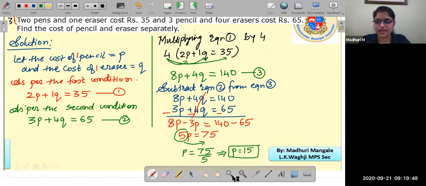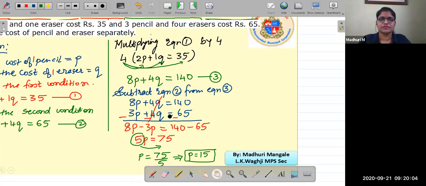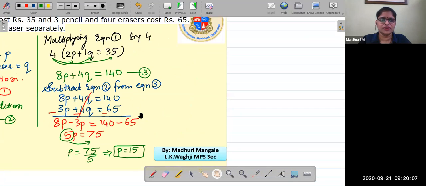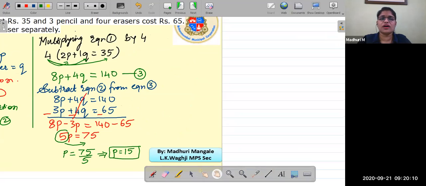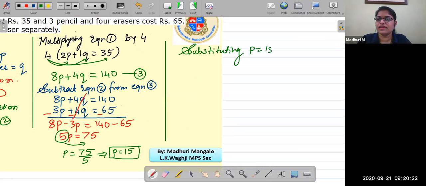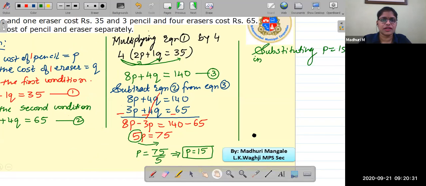And then the next step is we have to find q. How do we find q? We are going to substitute p in any one of the two equations, right? So we are going to substitute p equals 15 in any one of the equations. We can use any one of the equations, but the best thing is to use the first or the second equation. So let us use the first equation.